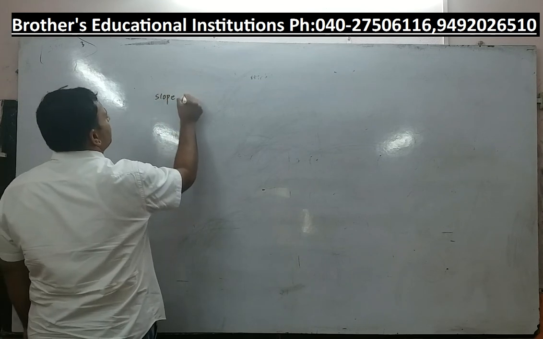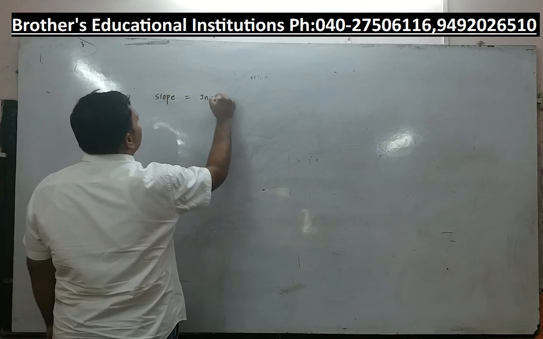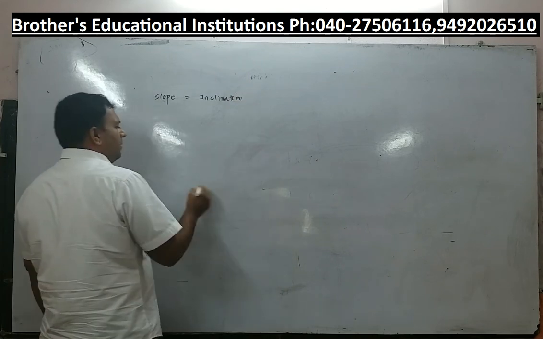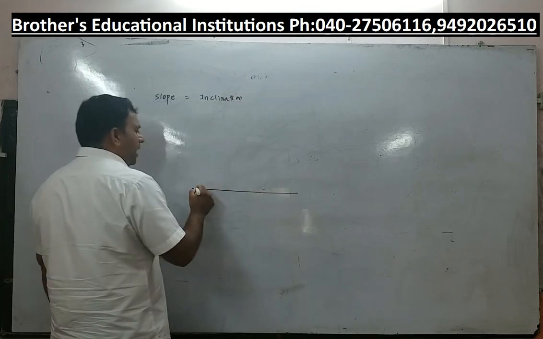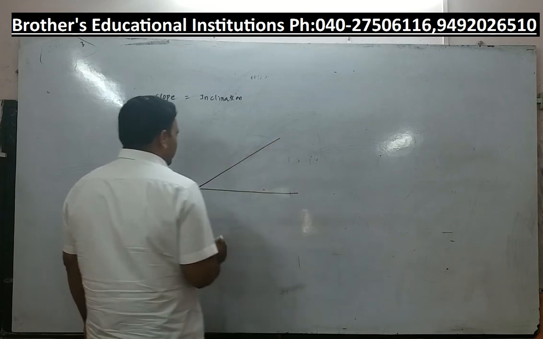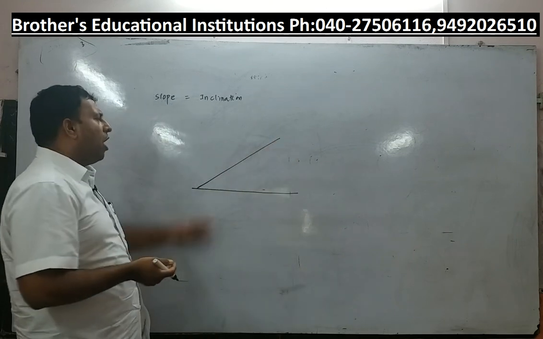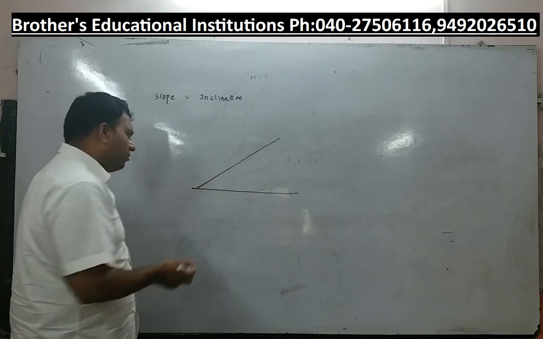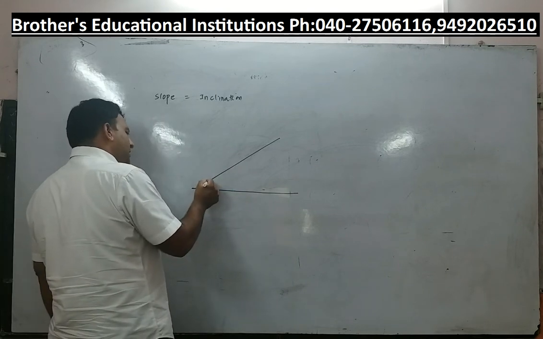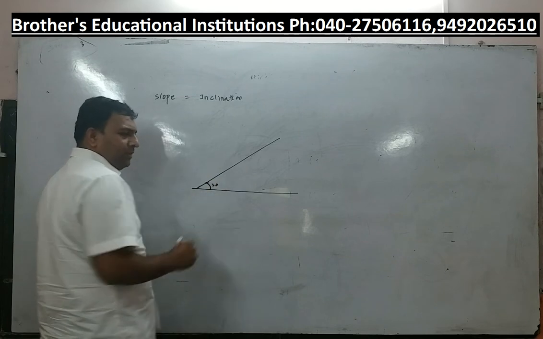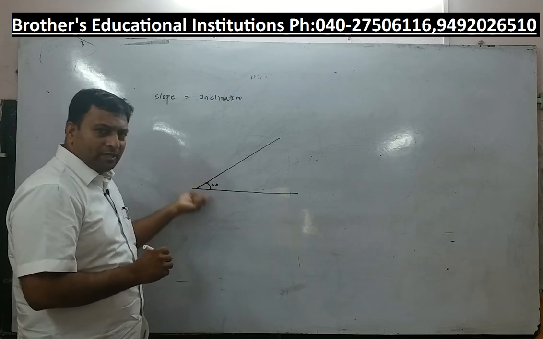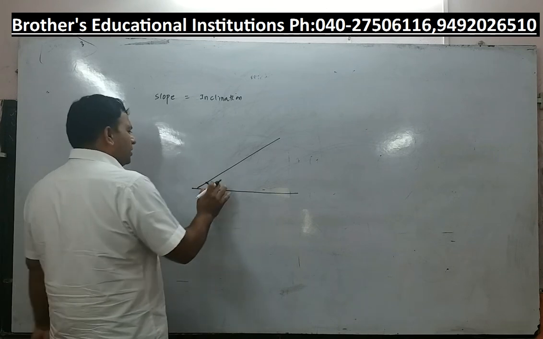Try to understand, slope is nothing but inclination. For example, this is a road and I put a plank. And I will ask you, how much inclined is the plank with the ground? You will measure this and tell me, sir, it is 30 degrees. And I call this 30 degrees as inclination. So same is the slope concept.